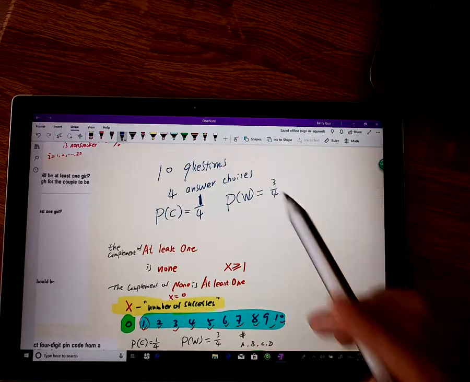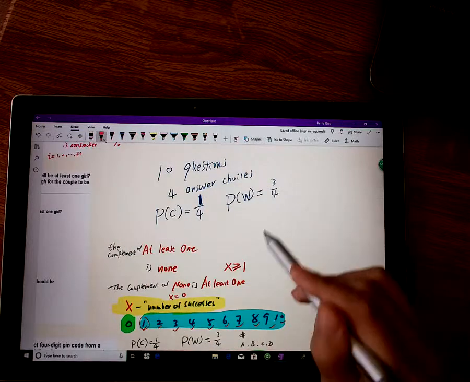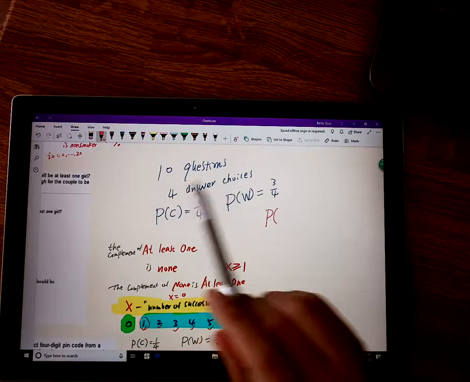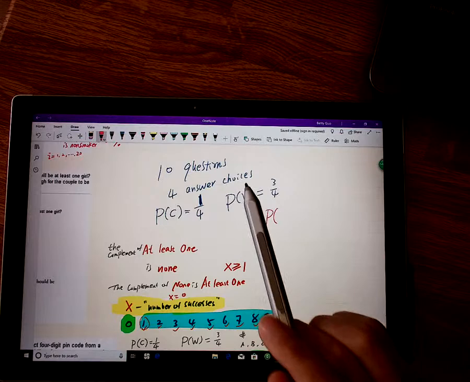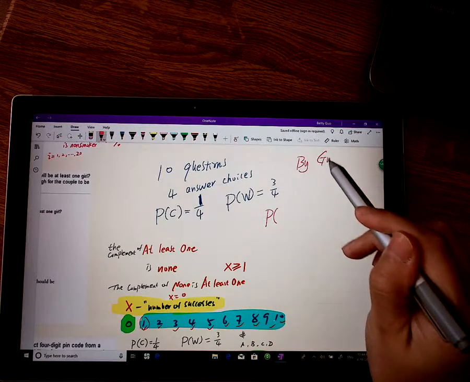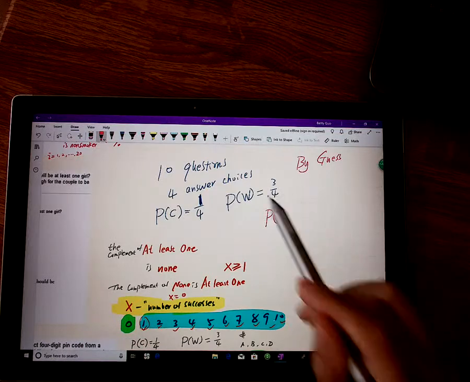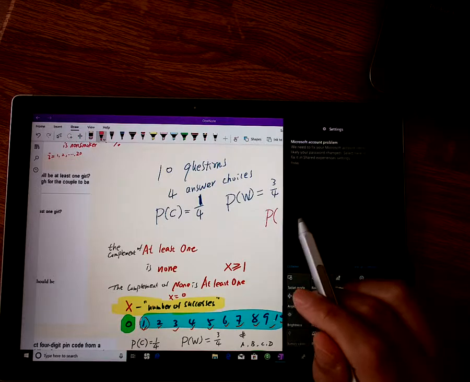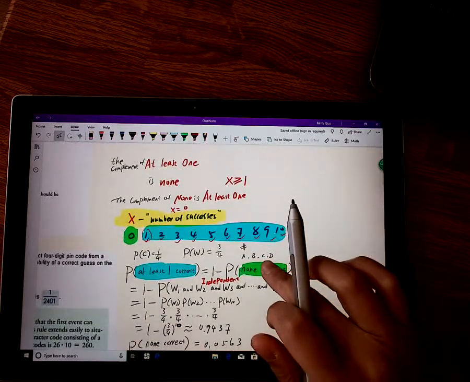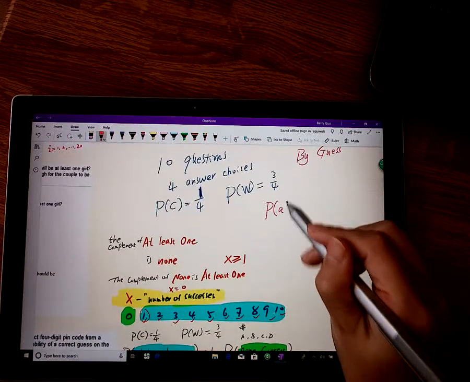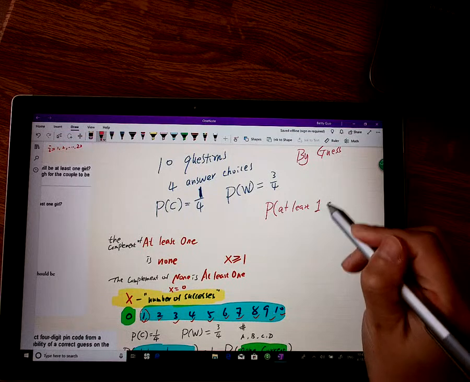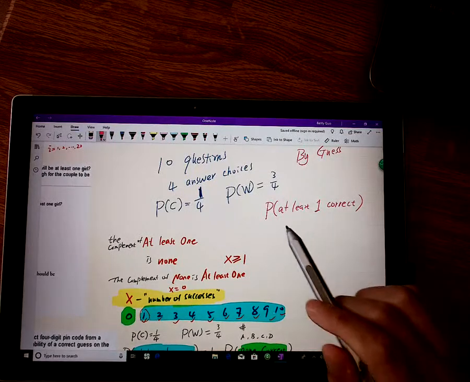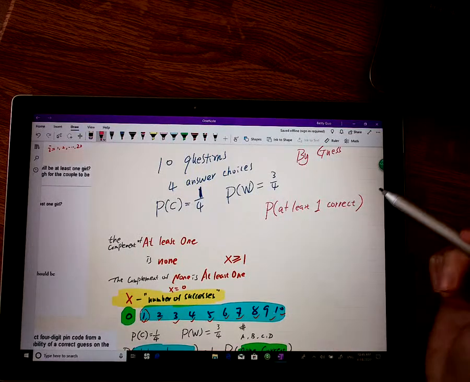So far so good? So we are looking for the probability that there is a person who takes the quiz, the day quiz, the 10 questions, by guessing, just randomly guessing. What's the probability that he got at least one correct? There are 10 questions. What's the probability that he got at least one question correctly?